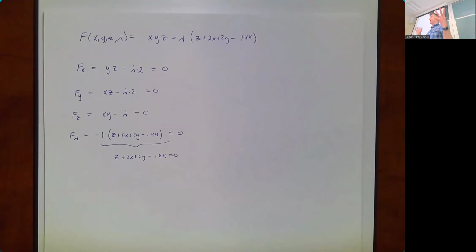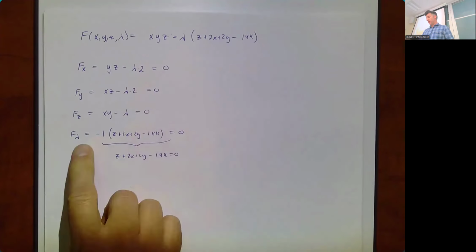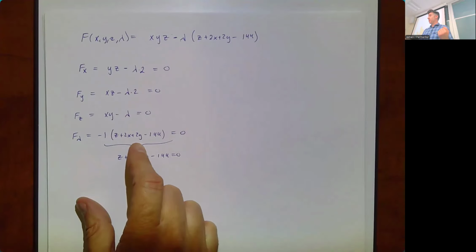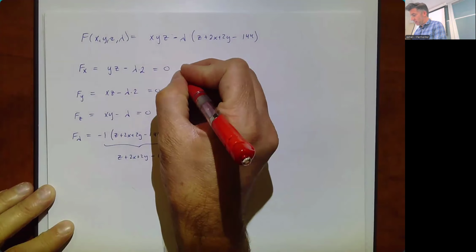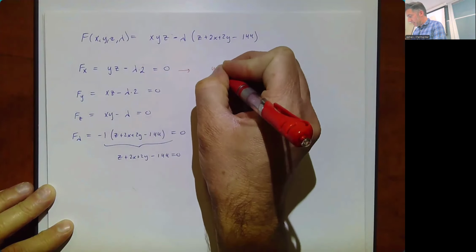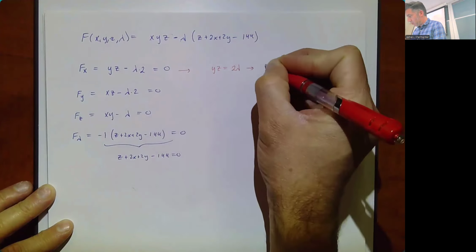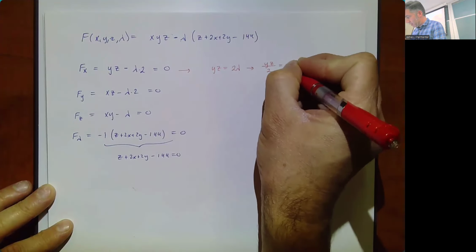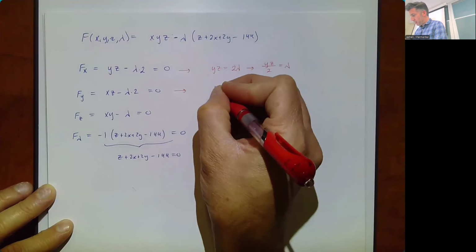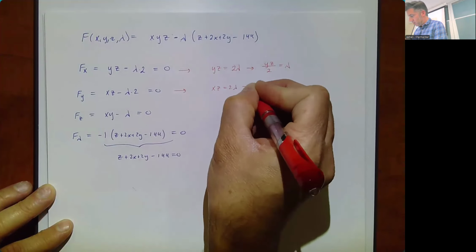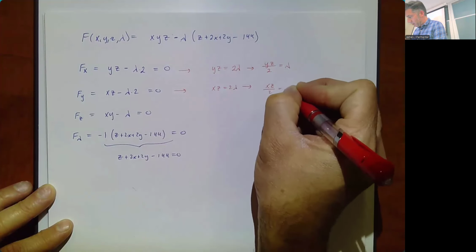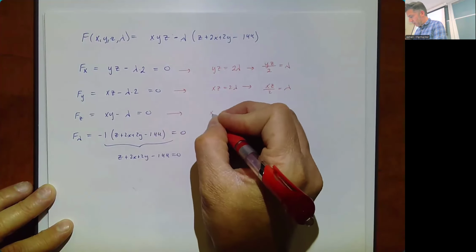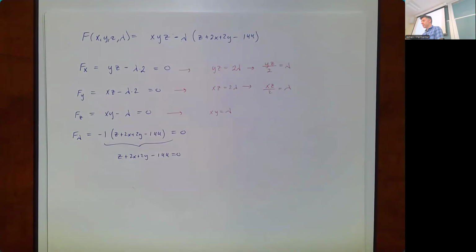Usually, and again, this really kind of varies, what people do at this stage is they take each of these equations, not the last one, and they isolate lambda. So we're going to rewrite this as yz equal to 2 lambda, or yz divided by 2 equal to lambda. Same deal here. xz equal to 2 lambda, or xz divided by 2 equal to lambda. And finally, xy equal to lambda. You don't always have to divide out the constants. I don't think your professor did when she was doing it, which is totally fine.